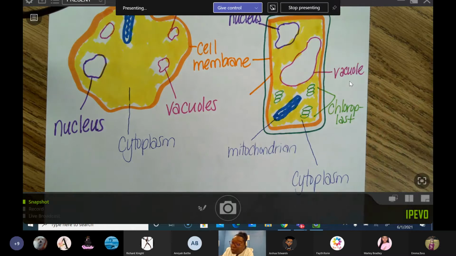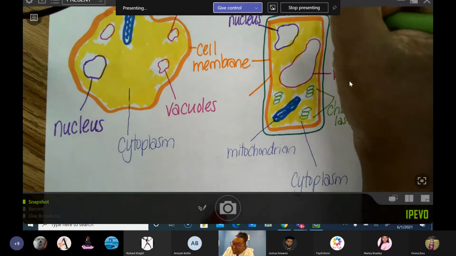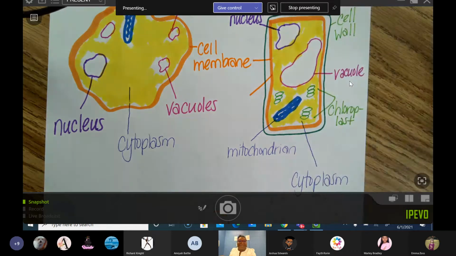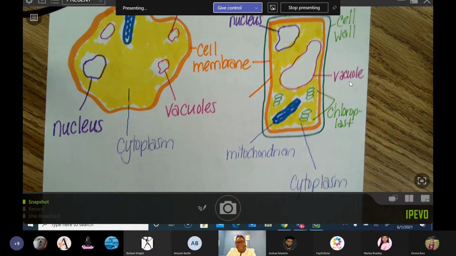This is called the cell wall. And we won't find this in the animal cell. This is unique to the plant cell. Please take some time to finish labeling this now.